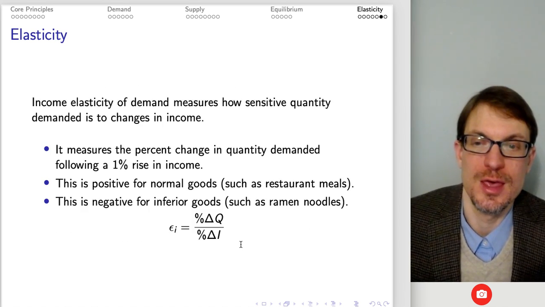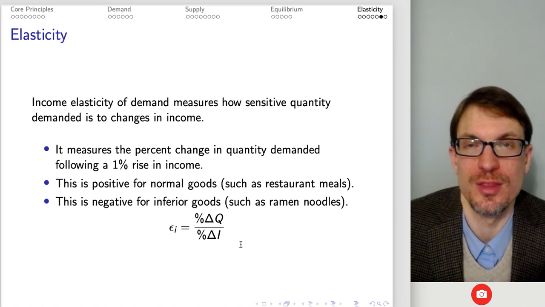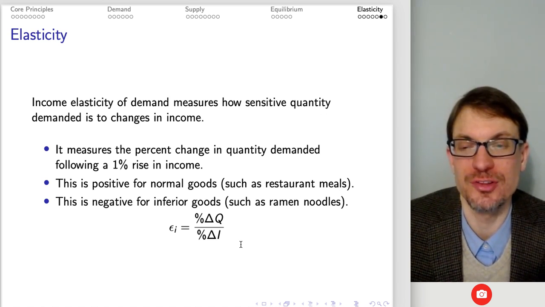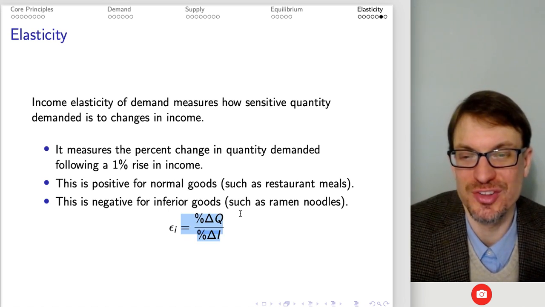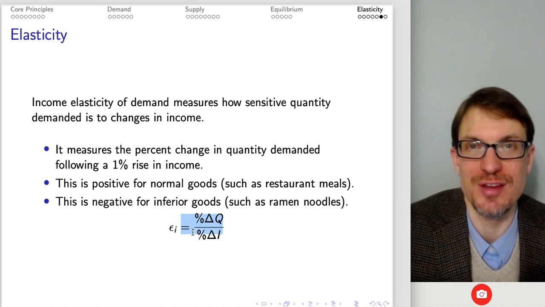Right? Income elasticity tells us how the quantity demanded responds to income changes. So it's positive for a normal good, negative for an inferior good. So income rises, quantity rises, that's a normal good. Income rises, quantity falls, that's an inferior good.